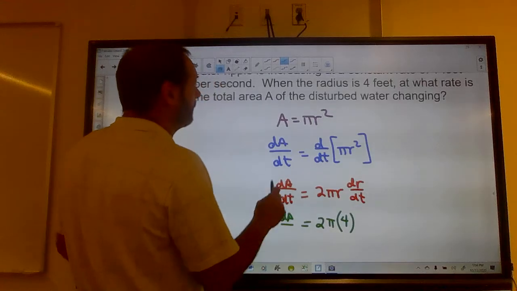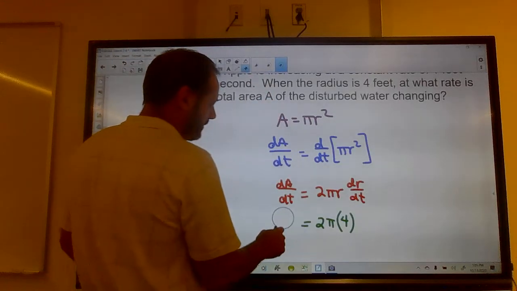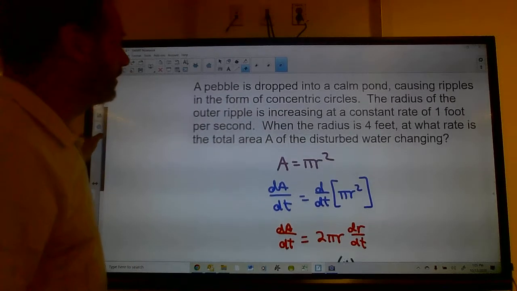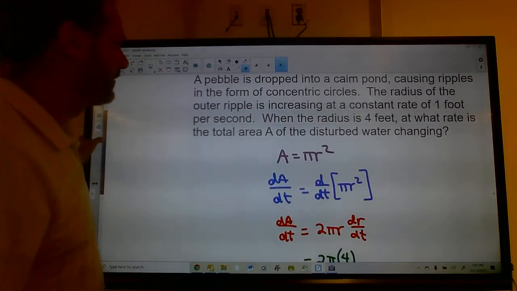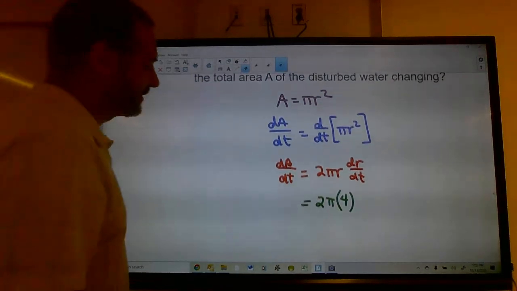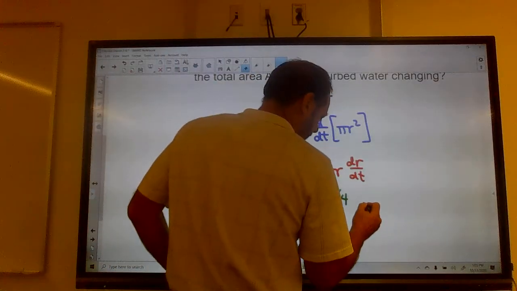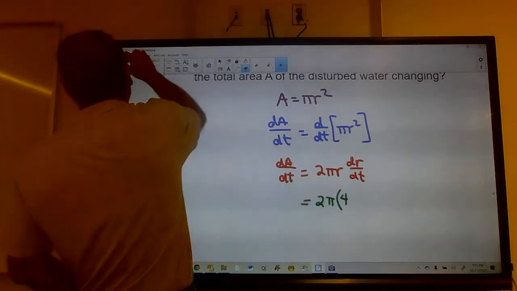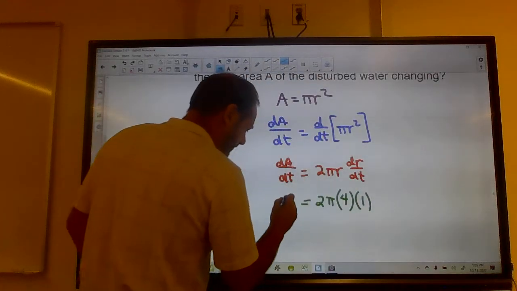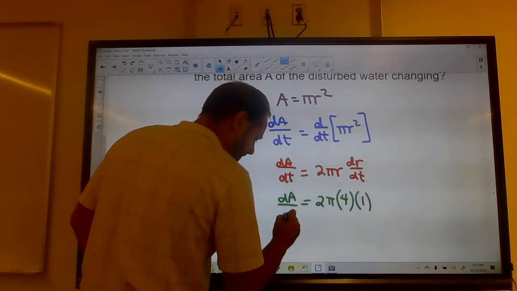Let's see. And now what are we solving for here? We've got to be careful. Want to make sure we're solving for the right thing. So we also know that the radius of the outer ripple is increasing at a constant rate of 1 foot per second. So that tells me that dr/dt is 1, so we're finding dA/dt here.